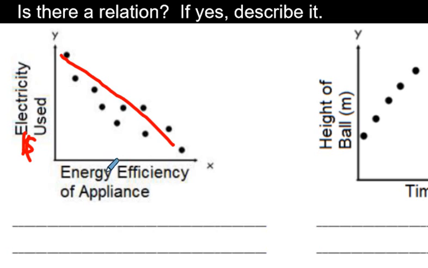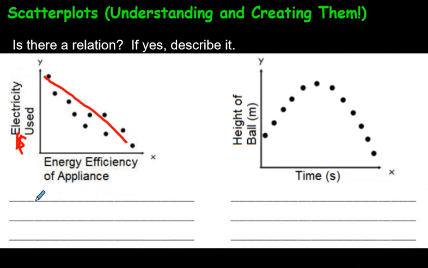Because hopefully the appliance that you have is energy efficient, okay? That's a good thing. So that's the relationship I would write here. If I had the ability to write neatly, I would write something like, the more energy efficient the appliance, the less energy is used. I guess that's common sense, but I had to write it anyway.